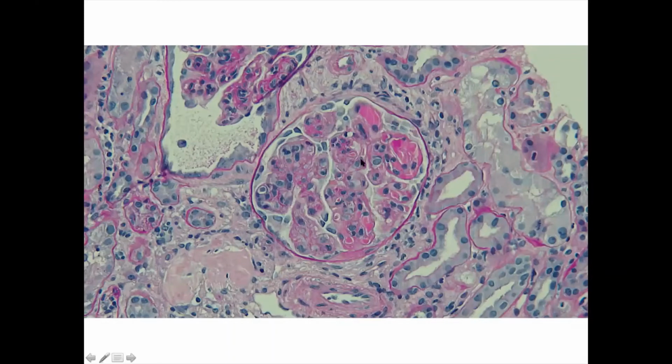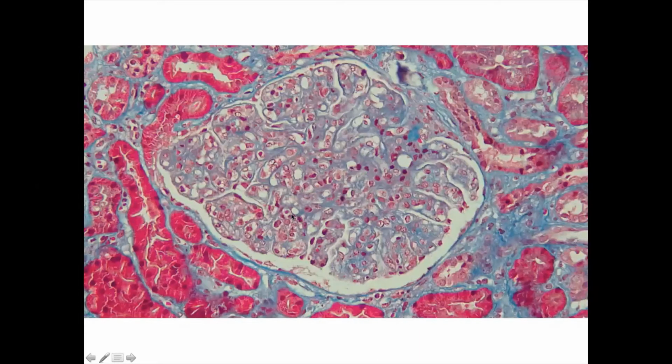Now this is PAS, and it highlights for us that there is definitely hypercellularity within the mesangium as well as endocapillary proliferation. And then we have these eosinophilic deposits and plugs that are even more eosinophilic on PAS. You can see them over here, all these plugs. And this is trichrome, and special stains will highlight for us very clearly the lobular accentuation of the glomerular tufts. It will be very, very obvious.